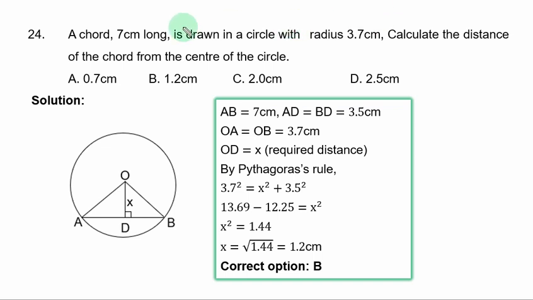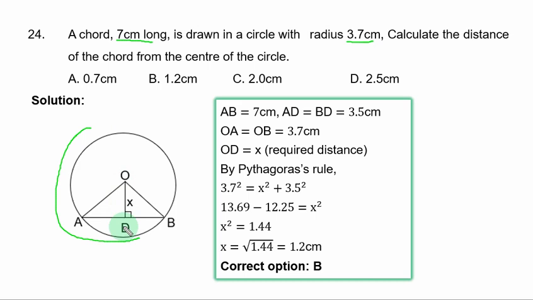Question 24. A chord 7 cm long is drawn in a circle with radius 3.7 cm. Calculate the distance of the chord from the center of the circle. The diagram represents the information. So the required distance is OD, the distance of the chord from the center of the circle.